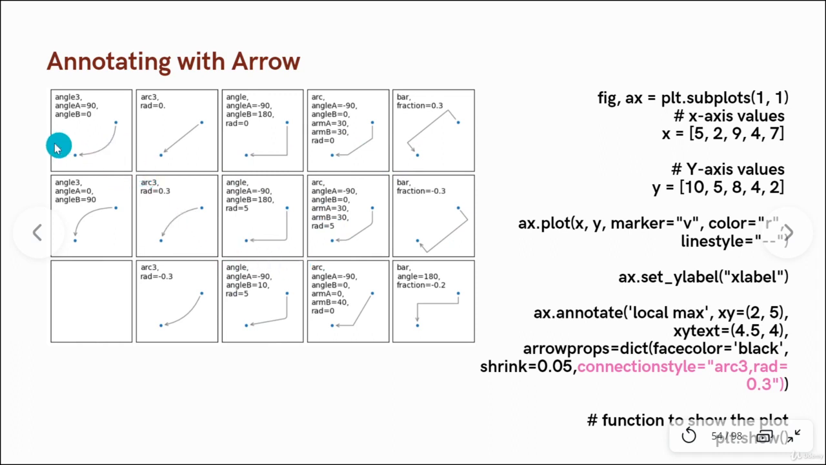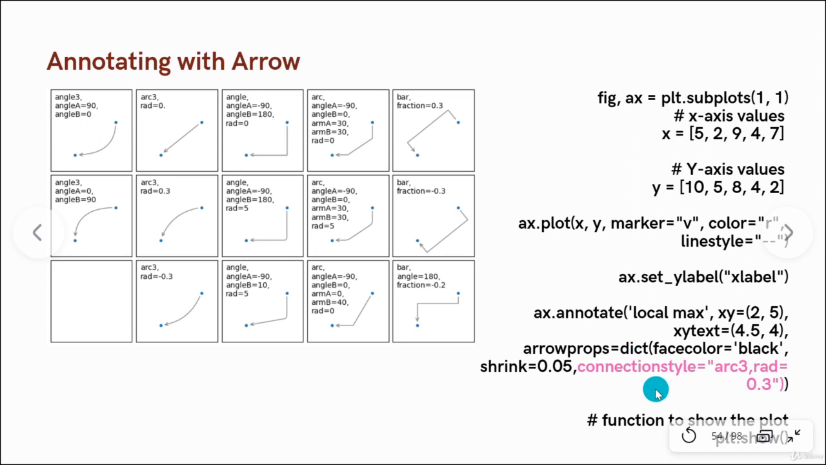For every arrow style, the codes or the parameters are mentioned: what parameters and what style you have to give in the code. For example, I want to go for this type of arrow. So I have to give my style as arc3 and rad, which is radian, equal to 0.3. With this, in the earlier code which we have used, ax.annotate, I have to give one more additional argument, which is connection style.